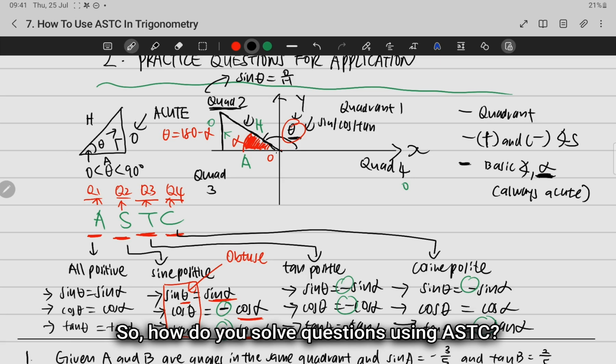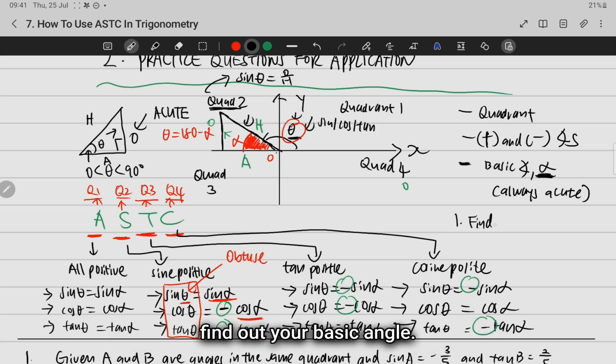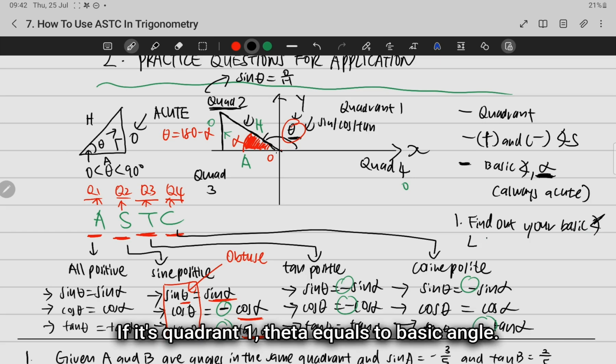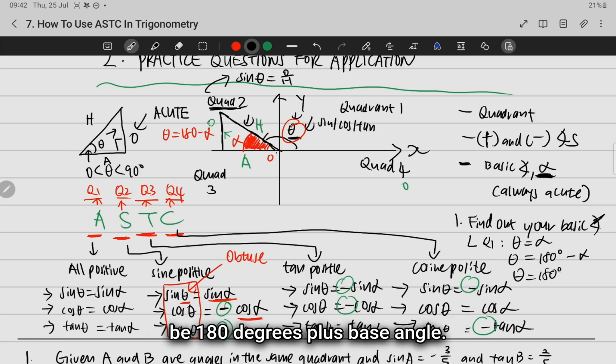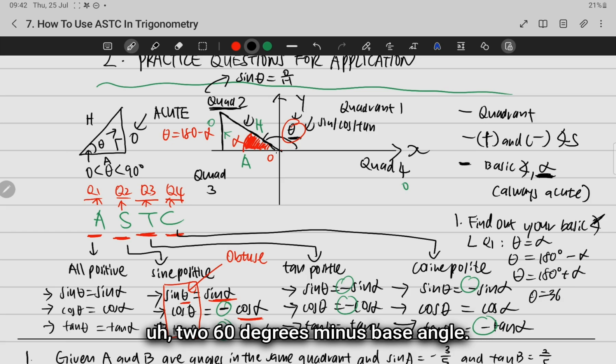So how do you solve questions using ASTC? First and foremost, you find out your basic angle. And how do you find out the basic angle? I went through earlier. If it's quadrant 1, theta equals basic angle. If it's quadrant 2, theta equals 180 degrees minus basic angle, right? And then if it's quadrant 3, it will be 180 degrees plus basic angle. And then for quadrant 4, it will be 360 degrees minus basic angle. So you just manipulate this equation to find out what is your theta over here, right?